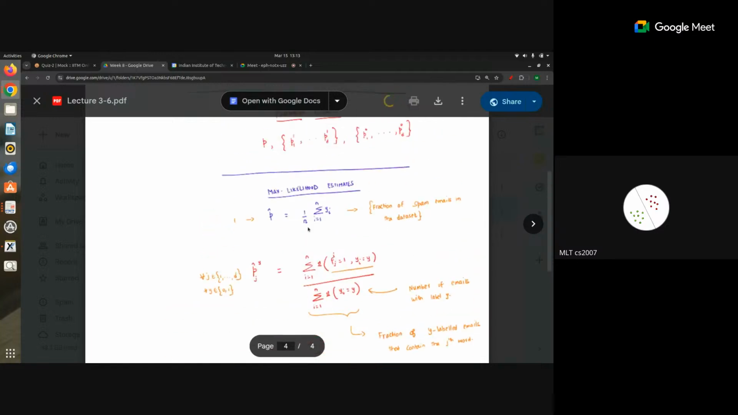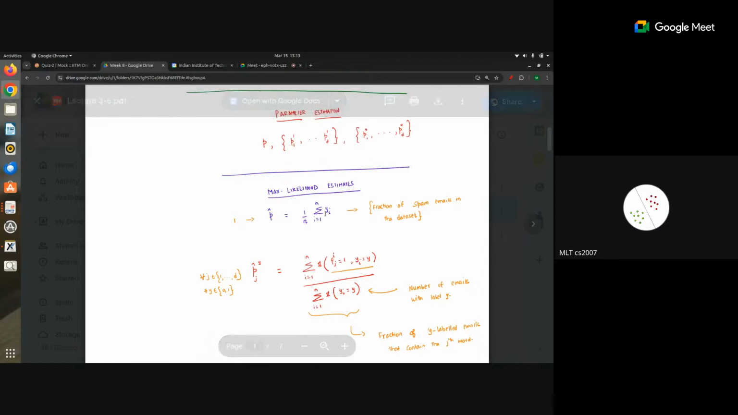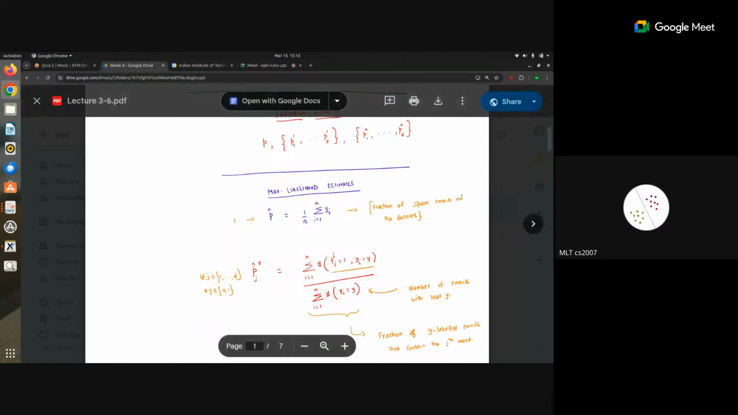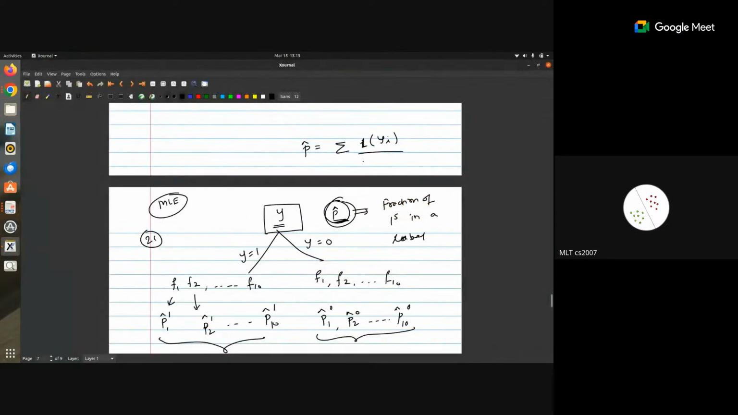This is correct, divided by n. So basically it is the fraction of spam emails in the data set, right? So how many ones are there? Okay, yi equals to 1, right? And divided by n. N is what? Number of samples, total, right?